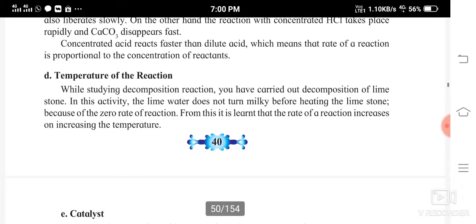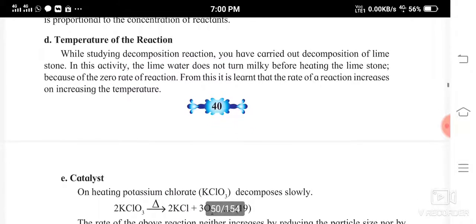Now, the fourth factor that is going to affect the rate of reaction is temperature of the reaction. While studying decomposition reaction, you have carried out decomposition of limestone. In this activity, the lime water does not turn milky before heating the limestone because of the zero rate of reaction. From this, it is learned that the rate of reaction increases on increasing the temperature.